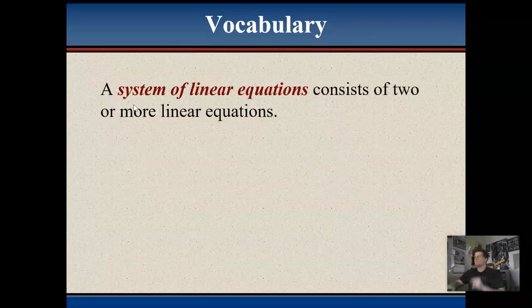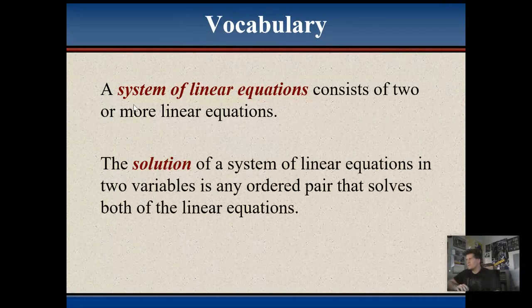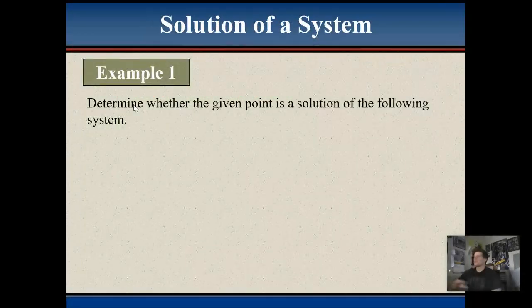Little vocab for you. System of linear equations. They're just a grouping of two or more linear equations. The solution of this system in two variables is any ordered pair, any x comma y, that solves both of the linear equations. Here's the first example.